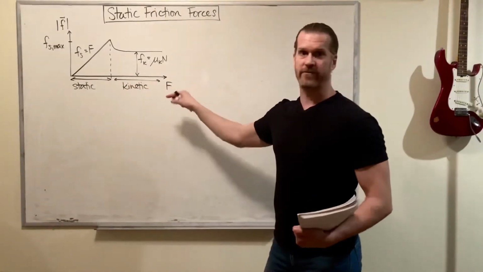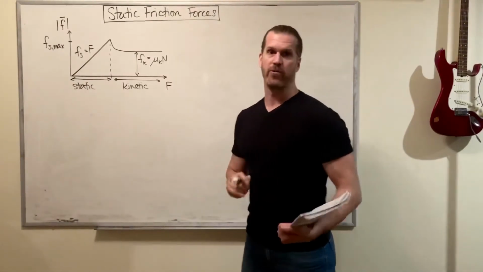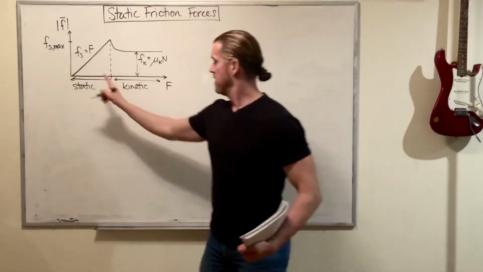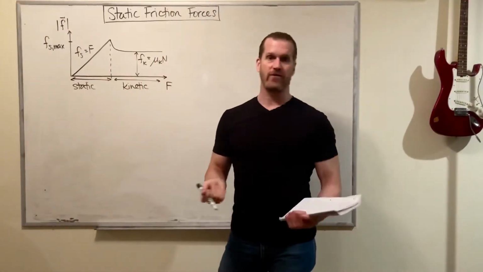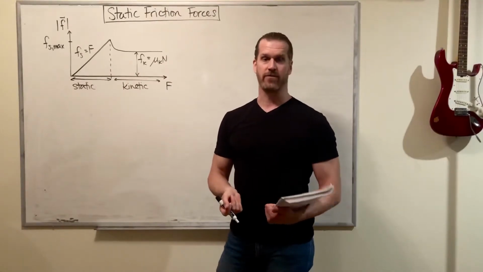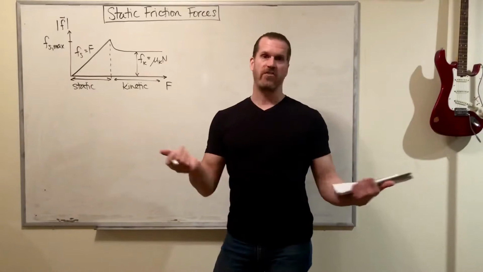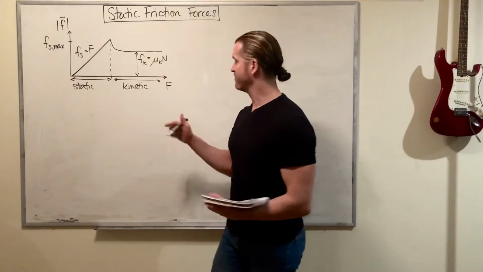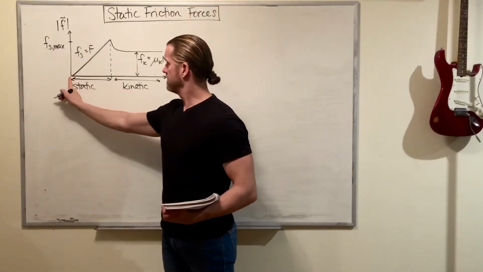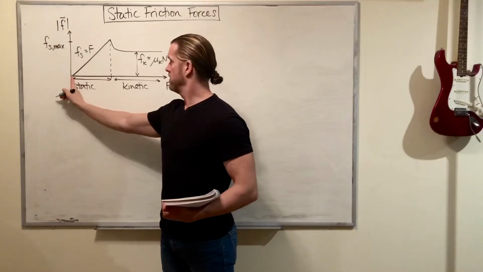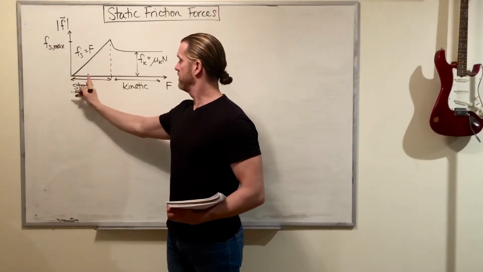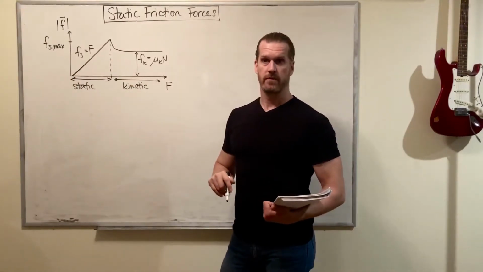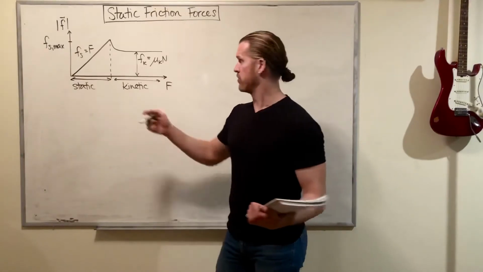On the horizontal axis is the force that you're pushing with. So your push gets stronger and stronger as this goes to the right. On the vertical axis is the magnitude of the static friction force. And again, just think of a couch that's kind of stuck to the floor. You start pushing, it doesn't go anywhere. So as your push increases, the static friction force increases with that push. It's the same value as your push.